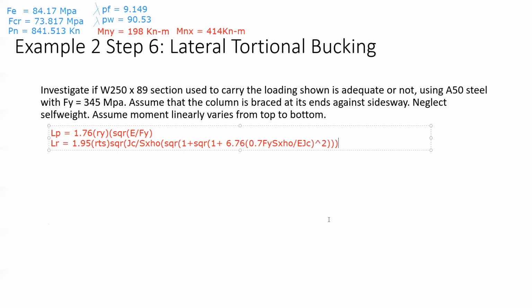So let's plug in our values. Let's try Lp first. So we have 1.76. What is the value of our ry? 65.3 times the square root of E over Fy. So that is 200,000 divided by 345.